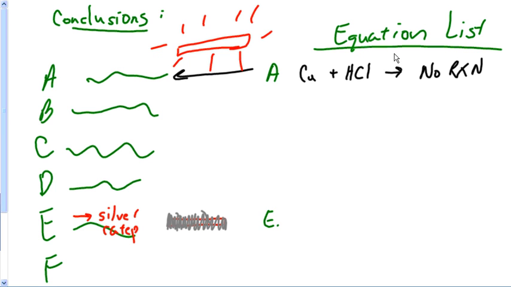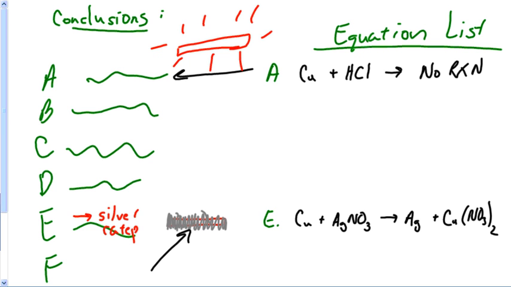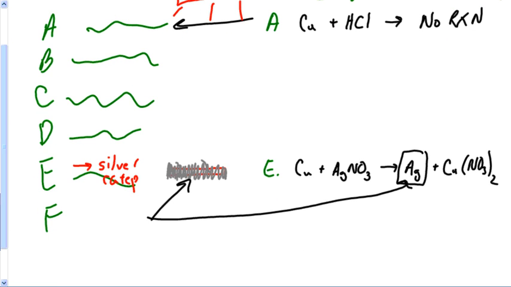Well, go back. We did this one a second ago. We took copper plus AgNO3, and when we completed the reaction, we had Ag plus CuNO3 2. Wait a second. I'll give you a hint. What's that silver looking stuff? Well, it's the silver. One of the things we produced in that one was silver. So this explains it.